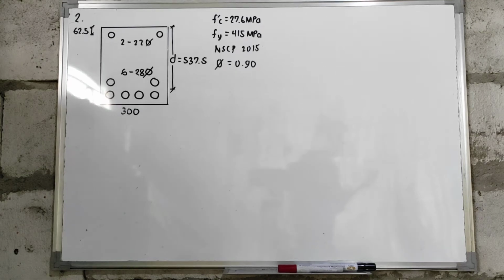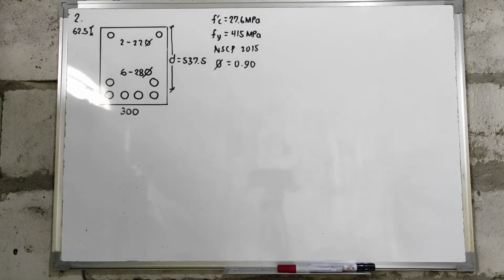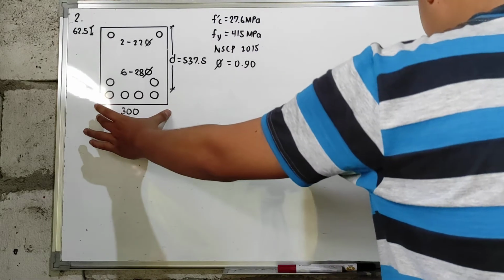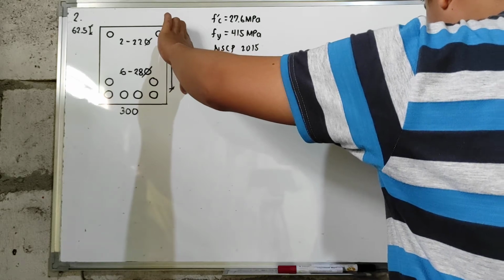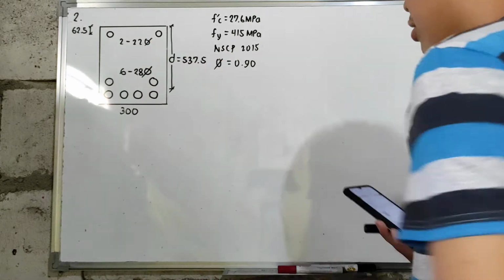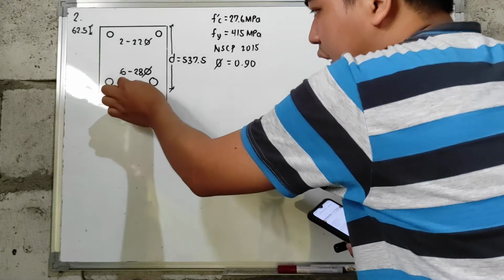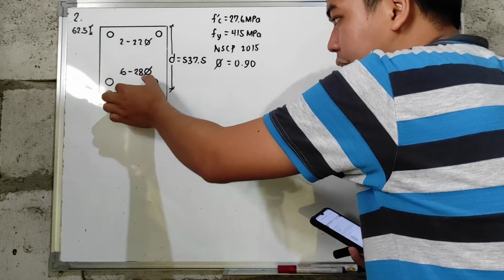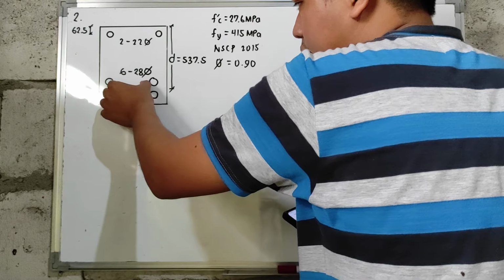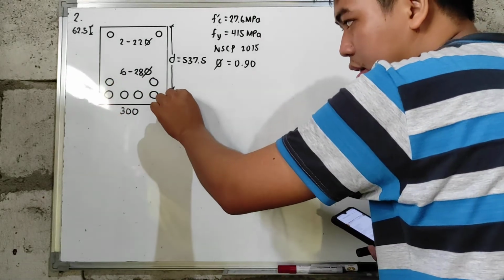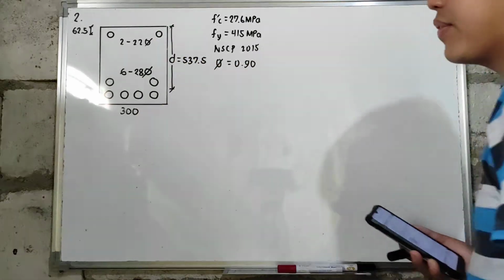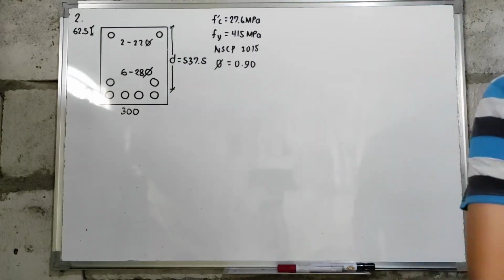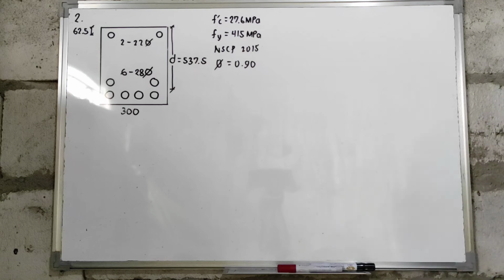Let's proceed to sample problem number 2. A rectangular beam has a width of 300 mm and an effective depth of 537.5 mm to the centroid of the tension bars. So from the centroid of our tension bars to the outermost fiber in compression, we have an effective depth which is equal to 537.5 mm.